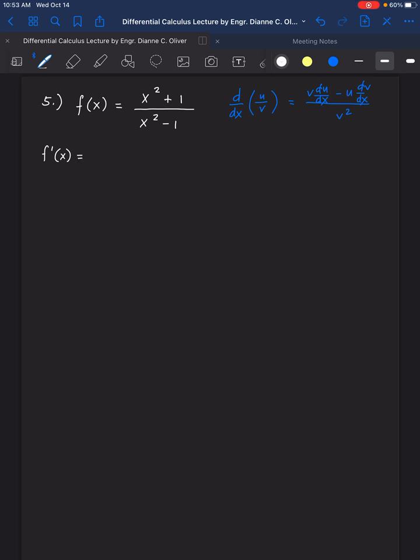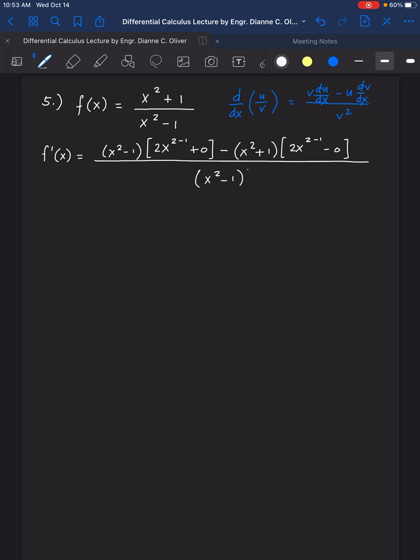Okay, then that is equal to the derivative, the low first, the low, times the derivative of high, so bracket 2x times x squared minus 1 plus 0, minus high, copy high, times the derivative of low, high d low, 2x times x squared minus 1 minus 0, then low squared, the square of the denominator. Okay, then simplify.